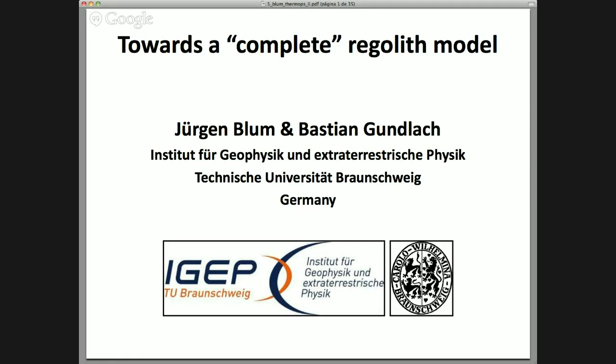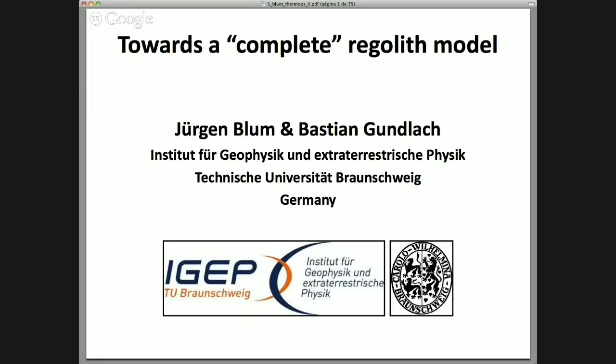Thanks. I took the liberty to change my title. It didn't make it to the program, however, so you'll see what we'll be talking about. I changed the title because I want to study how the regolith forms, changes over time, and is observed today. So this is, I think, part of the complete regolith story.